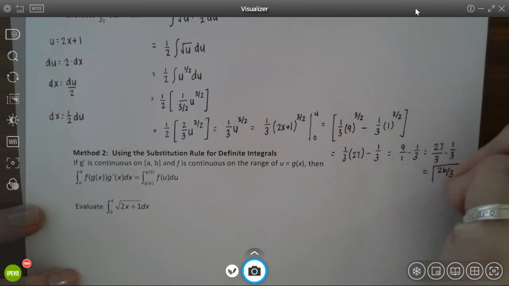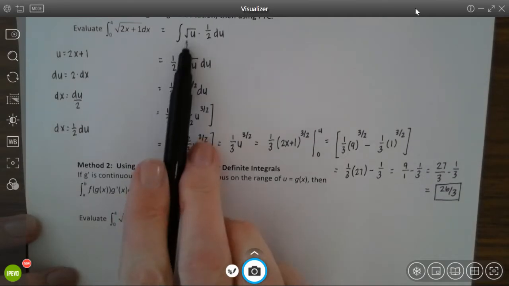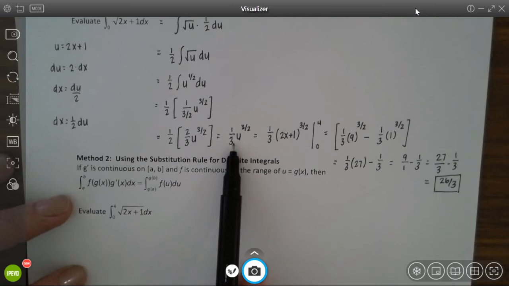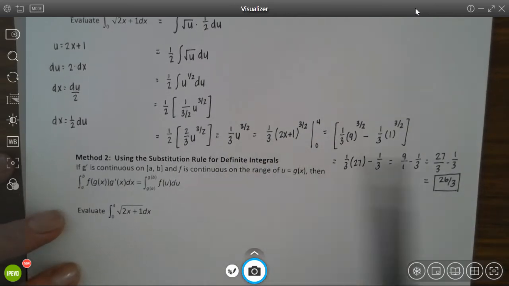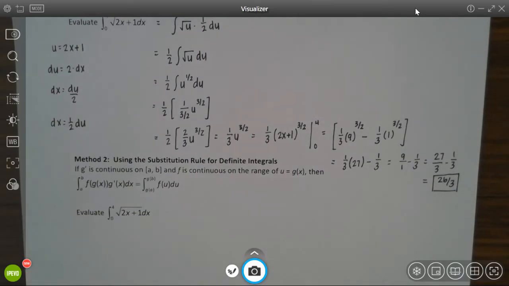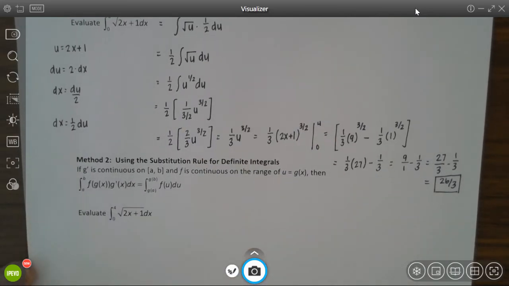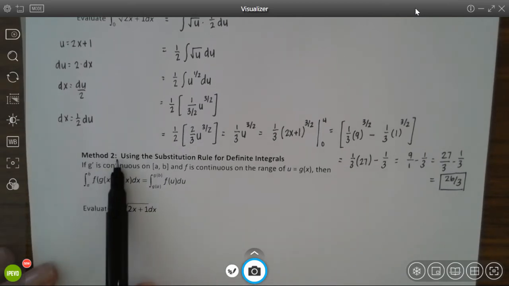So it's the same idea as what we were doing with the FTC. The only difference is that we're taking those steps with our U-substitution to get the antiderivative first. And once we know what that antiderivative is in terms of x, then we can just use the FTC like we would with a normal definite integral. But sometimes this might not be the most efficient method to evaluate a definite integral. So there is actually another way to do it.